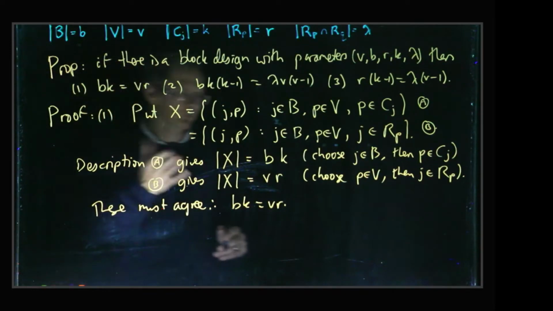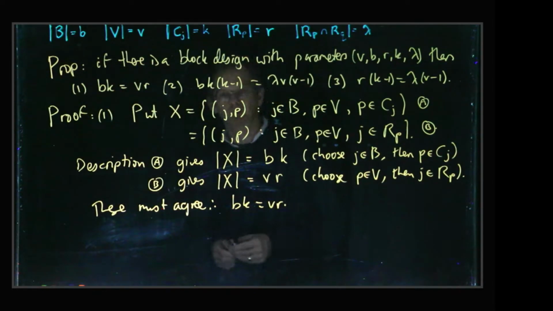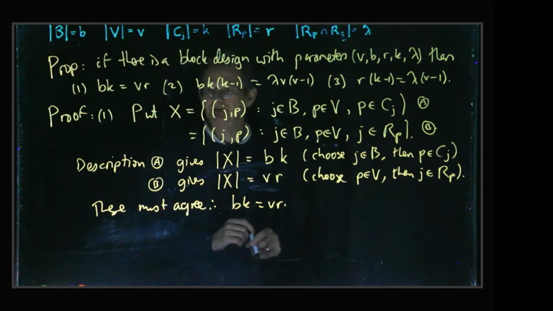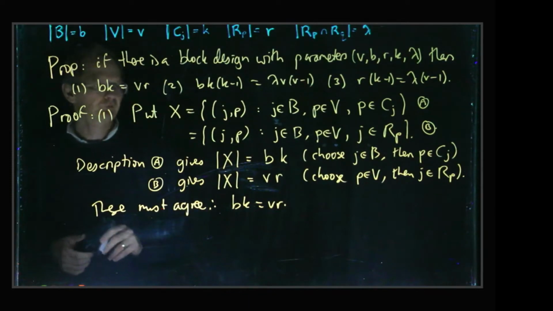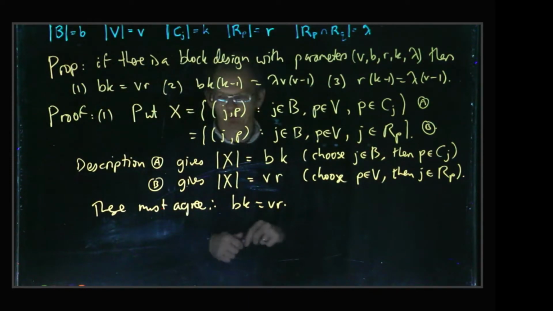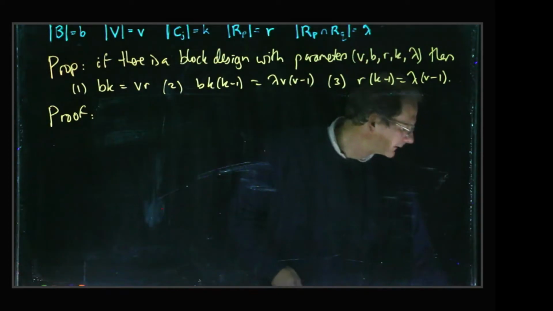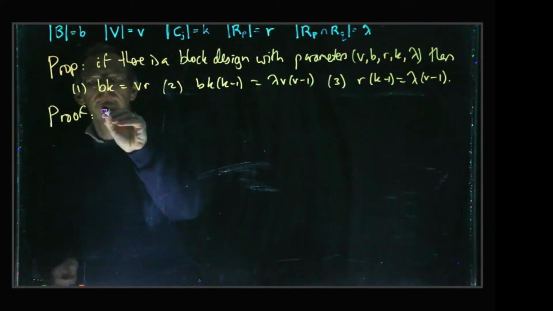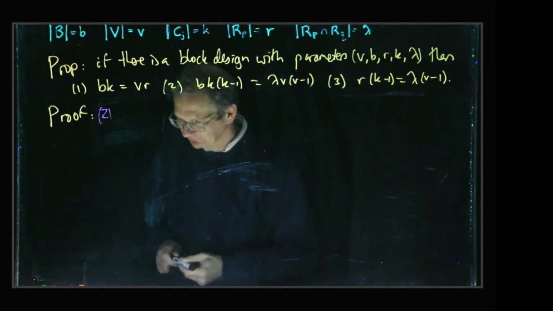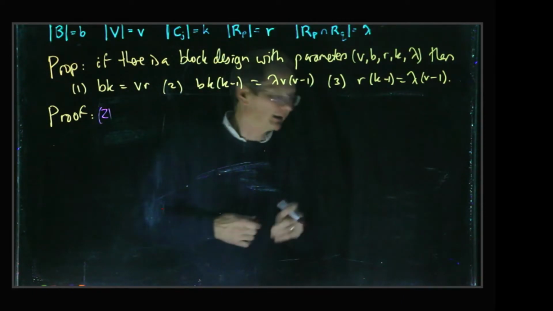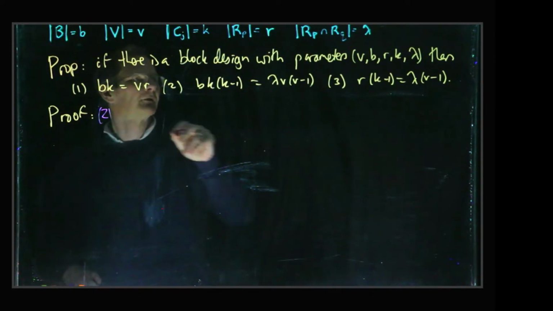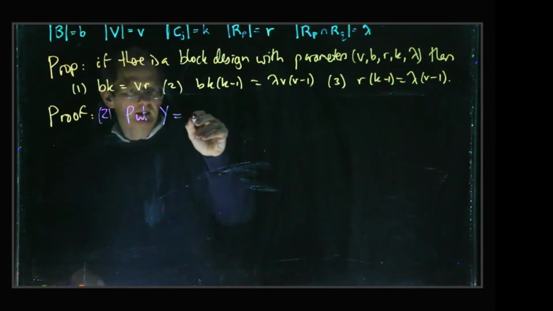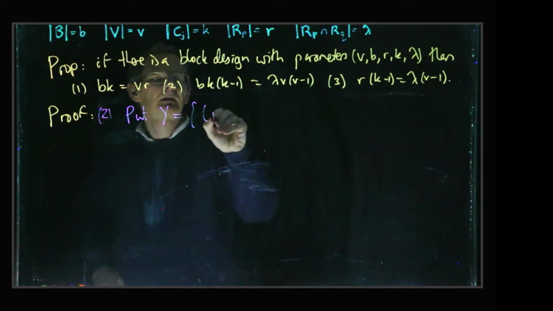So one fairly standard technique for proving things in combinatorics: we find a set and we analyze its size in two different ways. And then the proof for 2 is going to be similar, but let's just clean the board first. Okay, so now let's look at the proof of the second part. So the proof of 2, then we'll have a different set, Y, different but similar.